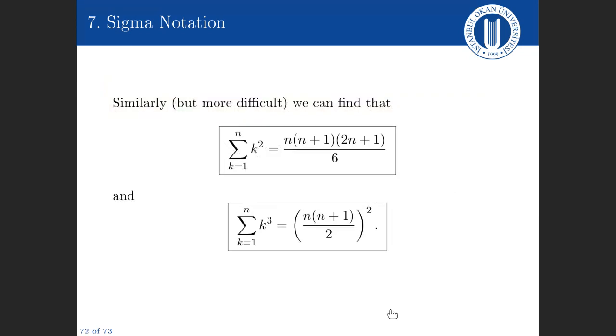Two similar formulae, which are more difficult to prove. The sum of the first n square numbers is n times n plus 1 times 2n plus 1, divided by 6. And the sum of the first n cubed numbers is n plus 1 over 2, all squared.